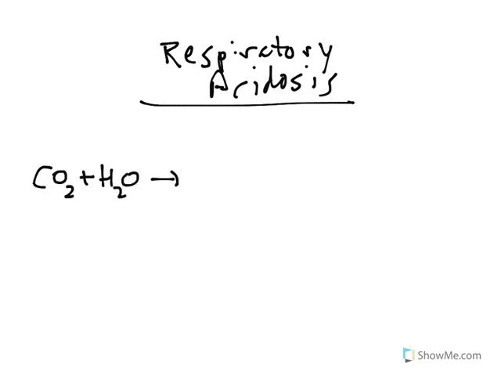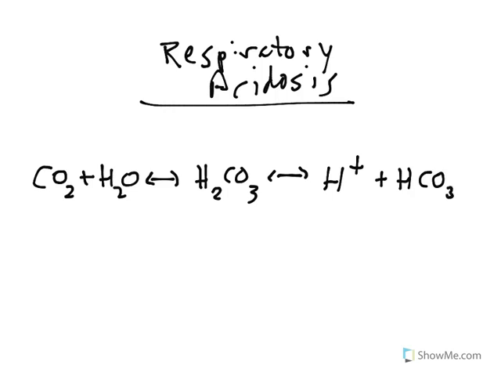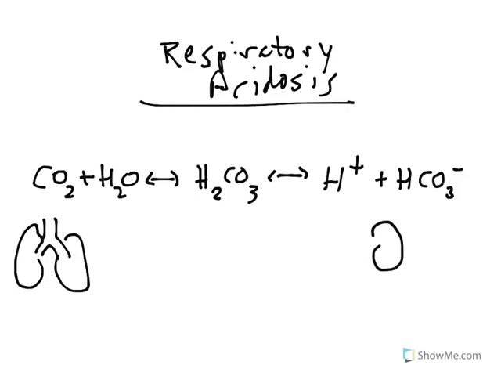So what's going to happen is, of course, guys, we make H2CO3, carbonic acid, which then dissociates into hydrogen ions plus bicarbonate ion. And remember, right here, you have lungs influencing what's going on here. And on this side of the equation, we have the urinary system and kidneys.